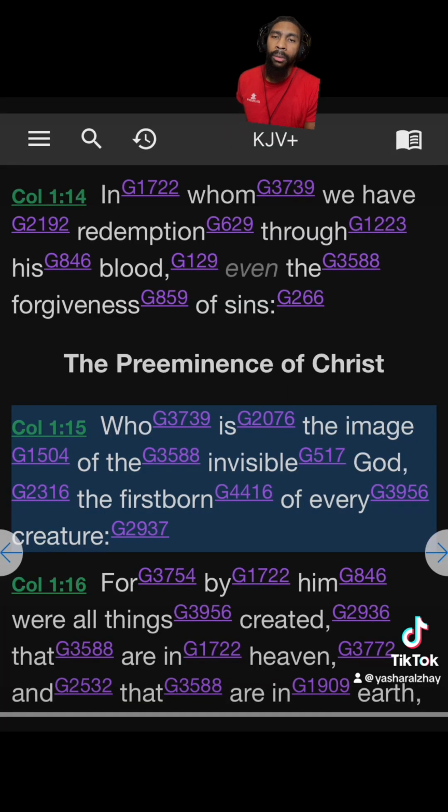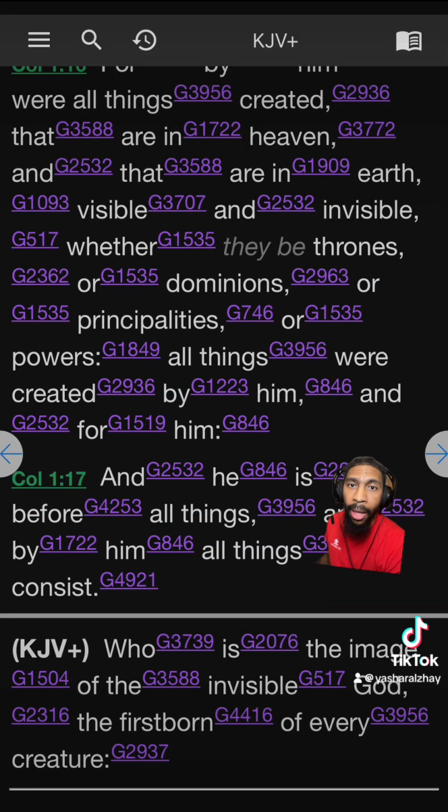This is Colossians chapter 1. In whom we have redemption through his blood, even the forgiveness of sins. The Messiah, spoken of in Daniel chapter 9. Who is the image of the invisible Elohim, the firstborn of every creature. For by him were all things created that are in heaven and that are in earth.